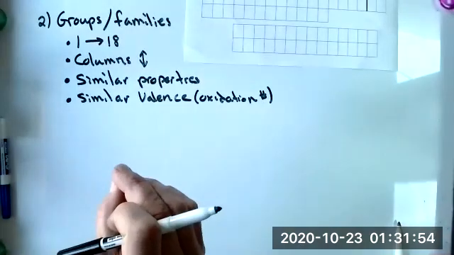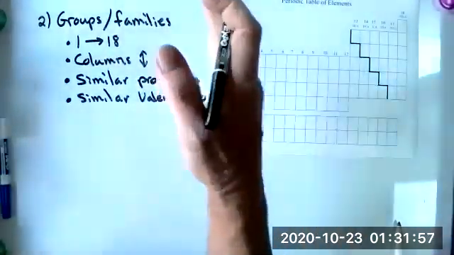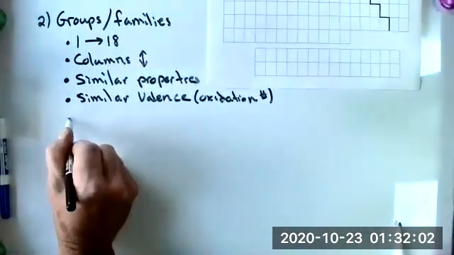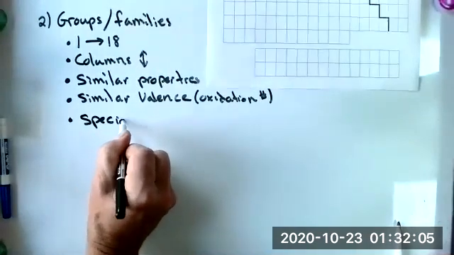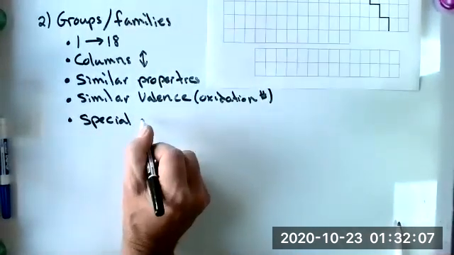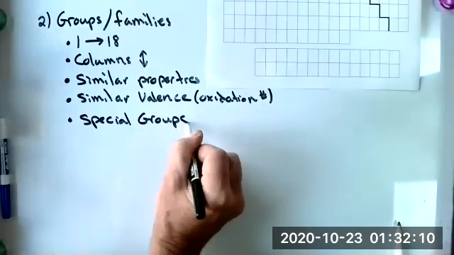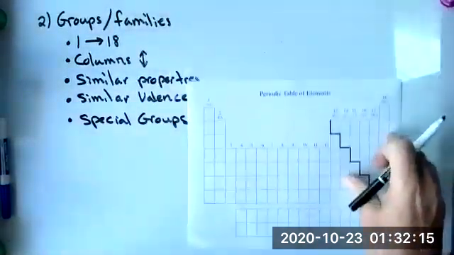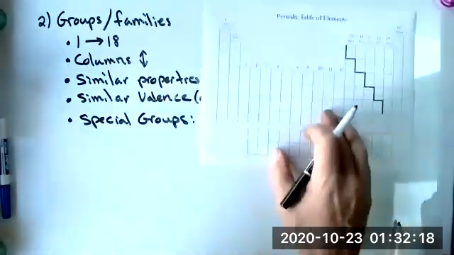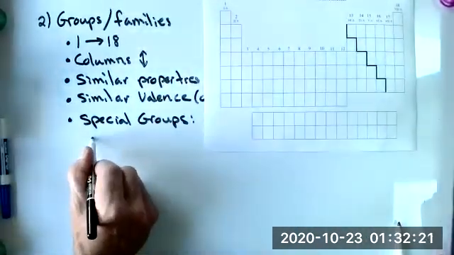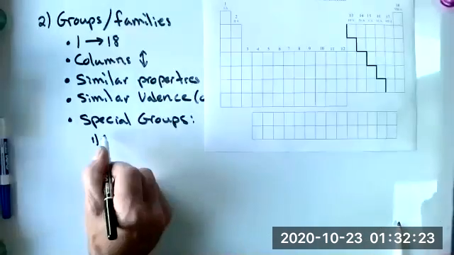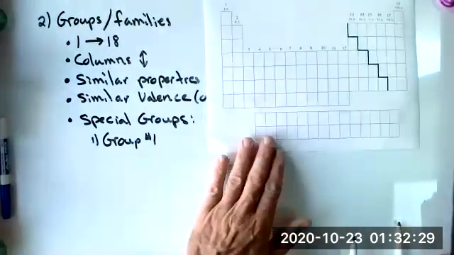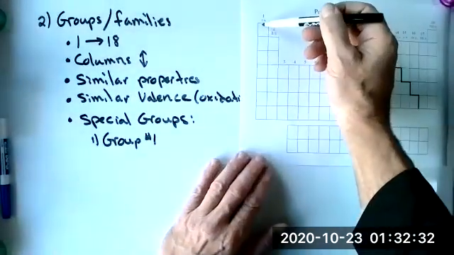These groups or families, some of them have very, very special names. And that's what I want to look at next. Yes, we have some special columns or groups. Special groups. And let's start on the left and work our way to the right. First one of the special groups is group number 1. And I'm talking about these guys right here, my friends. These.